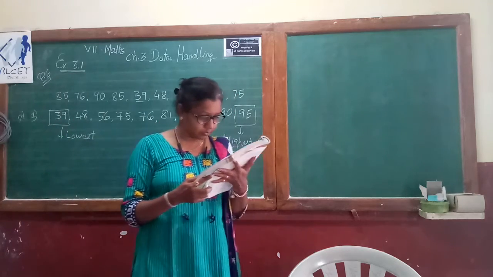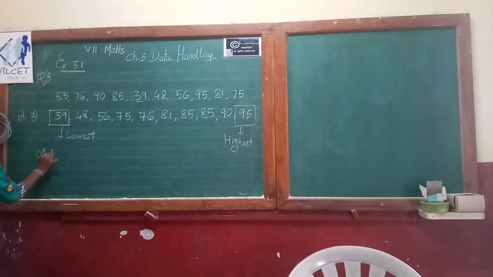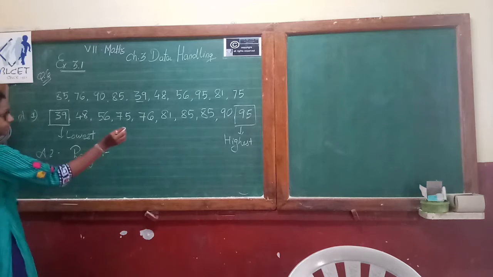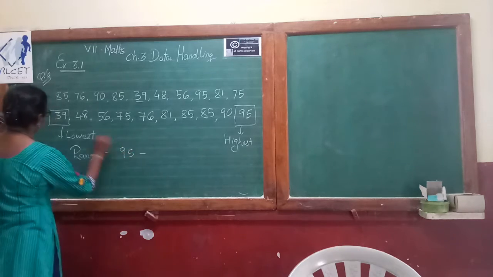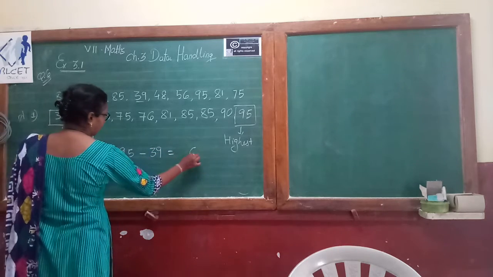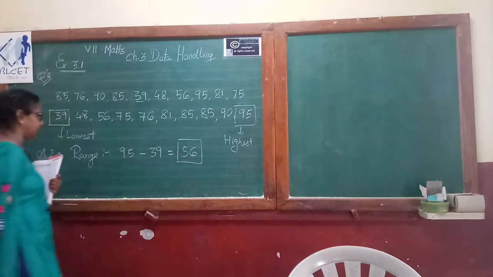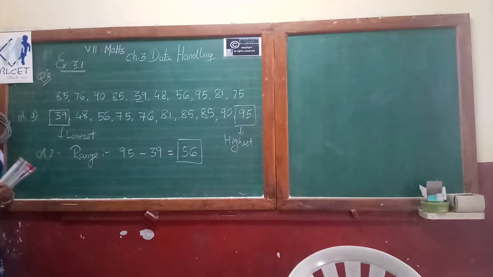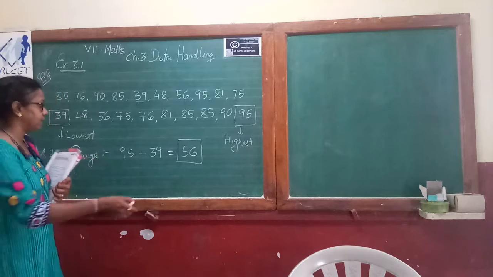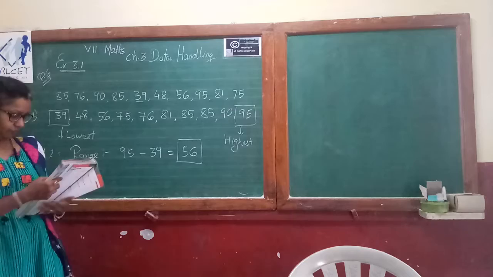Second, we have range of the marks obtained. So how will you find the range? Range is equal to highest minus lowest. Highest is 95, lowest is 39. So what is the answer? 95 minus 39 is 56. Range means you know the highest mark, 95, and the lowest mark, 39, so we have to find the difference, highest minus lowest. You will get the answer 56.